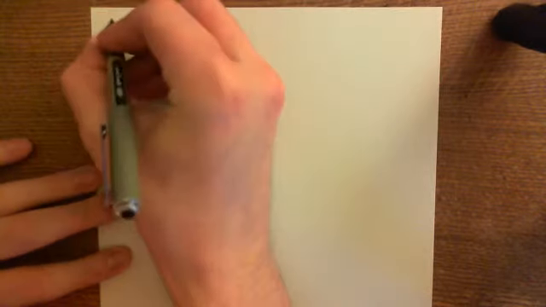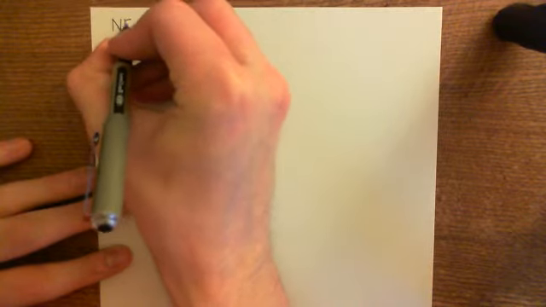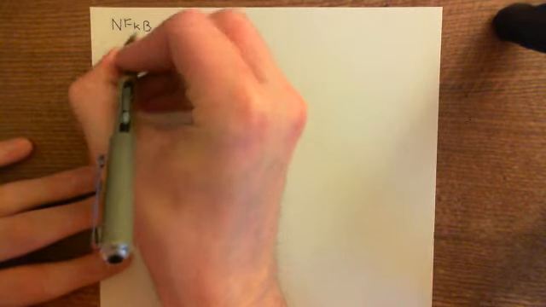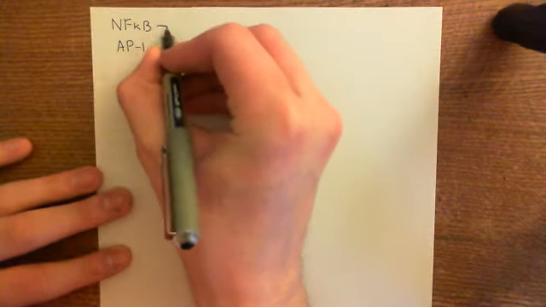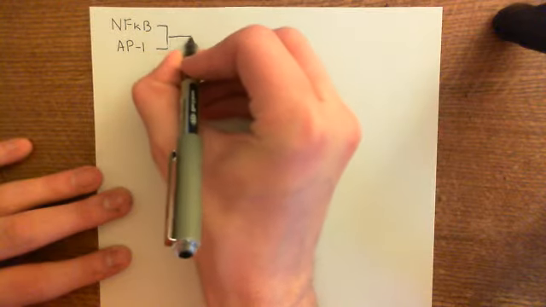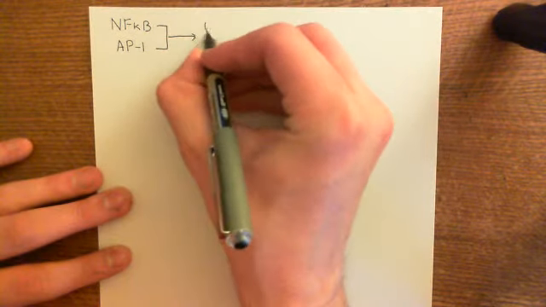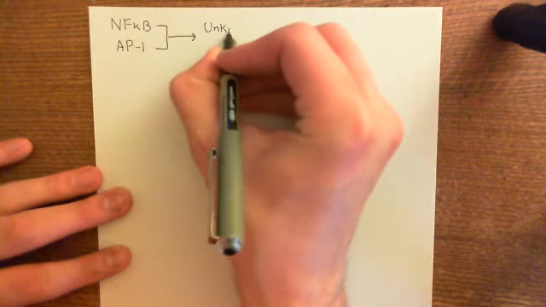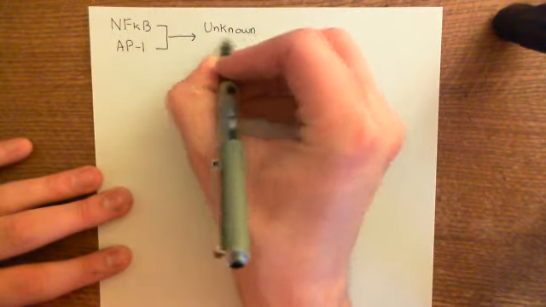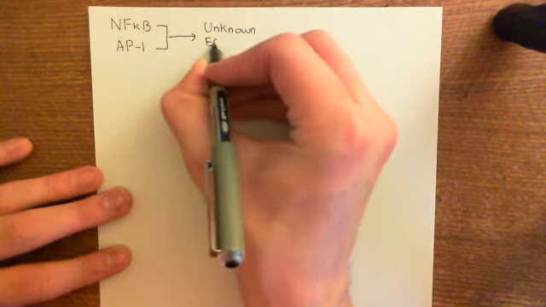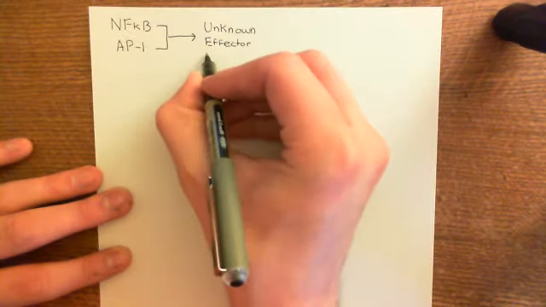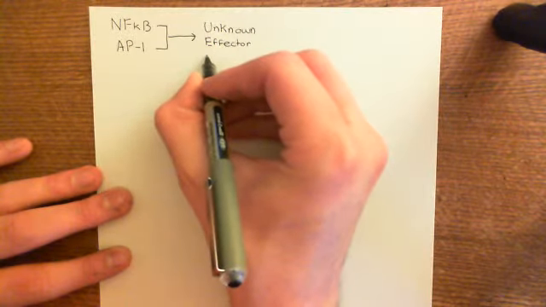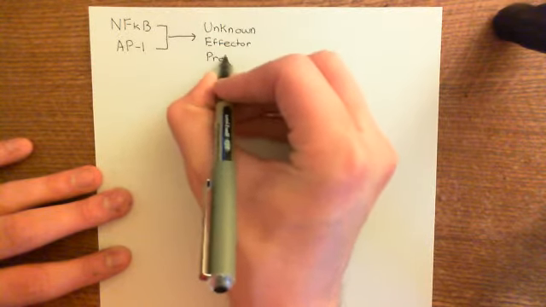So what's going to happen is that our two transcription factors, nuclear factor kappa B, NF kappa B, and activator protein 1, are both going to activate the expression, or upregulate the expression, of what I can only call unknown effector proteins. We do not know what these proteins are, but we know that some protein is created due to NF kappa B and activator protein 1. So, unknown effector proteins.